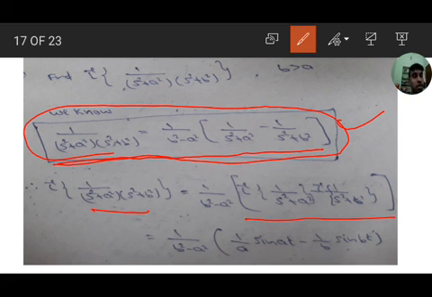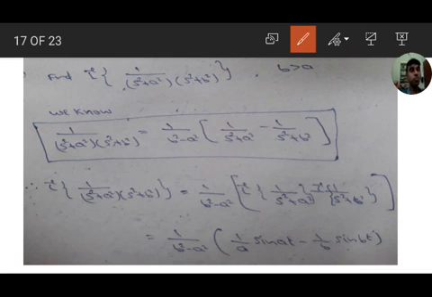We get the formulas: L inverse of 1 by (s square plus a square) equals 1 by a sin at, and L inverse of 1 by (s square plus b square) equals 1 by b sin bt. This is the final answer: 1 by (b square minus a square) of (1 by a sin at minus 1 by b sin bt). Okay, let us move to the next problem.